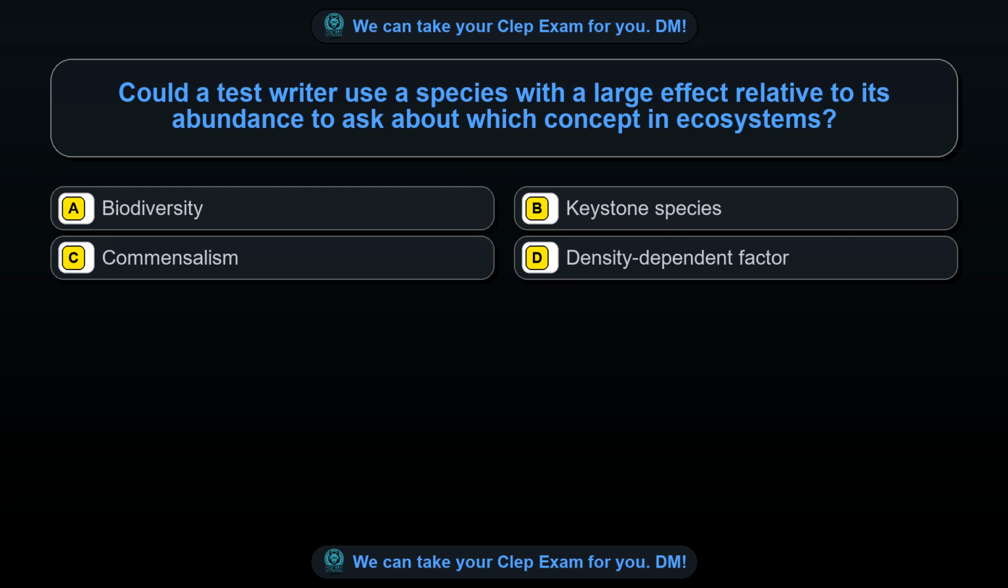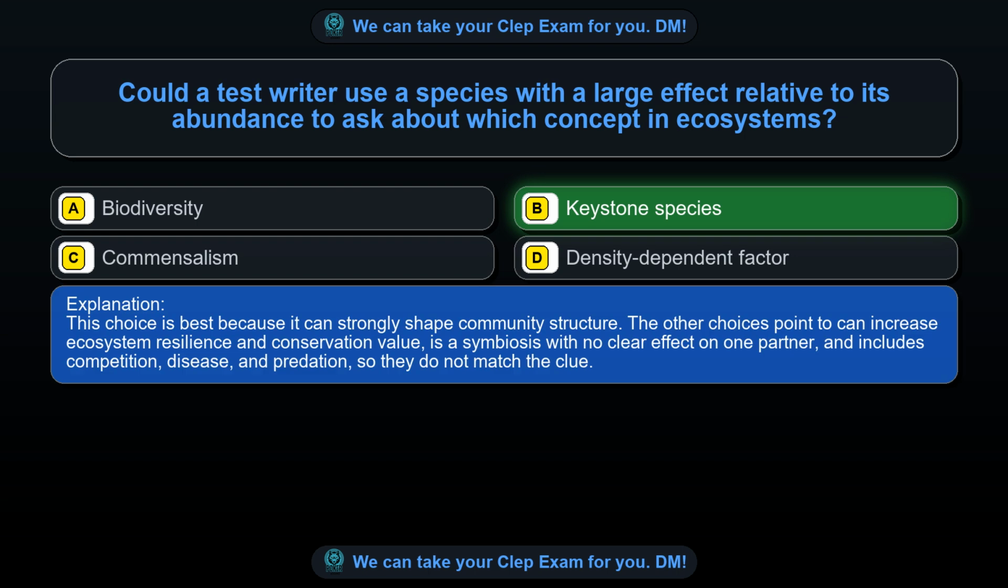Question 78. Could a test writer use a species with a large effect relative to its abundance to ask about which concept in ecosystems? Option A, biodiversity. Option B, keystone species. Option C, commensalism. Option D, density-dependent factor. The correct answer is option B, keystone species. This choice is best because it can strongly shape community structure. The other choices point to can increase ecosystem resilience and conservation value, is a symbiosis with no clear effect on one partner, and includes competition, disease, and predation, so they do not match the clue.